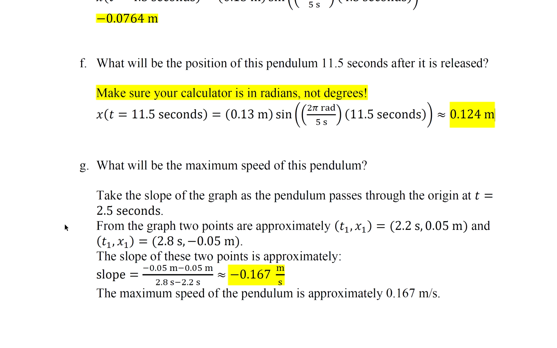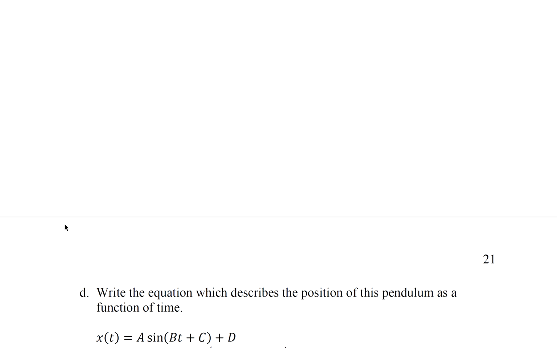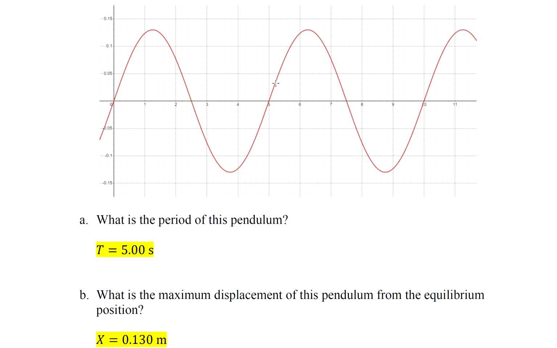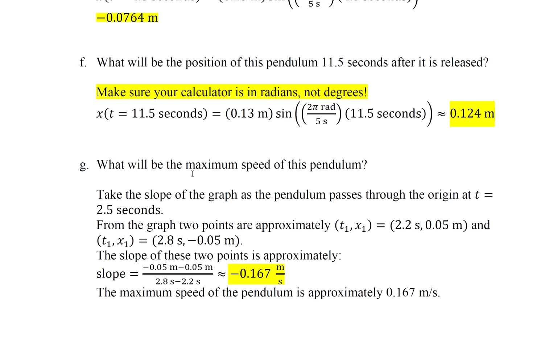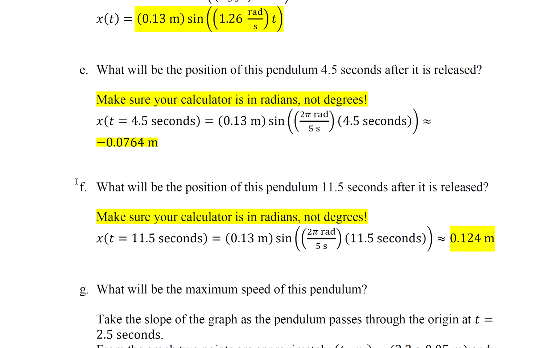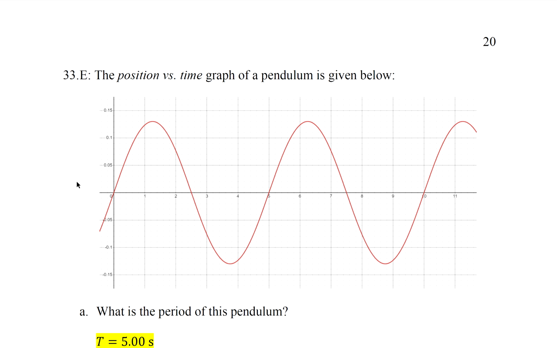Part G, what would be the maximum speed of this pendulum? So for the maximum speed, we need to find the slope at maximum. How do we find the slope? 2 points. Find 2 points, and take the slope of those 2 points. So this graph has units of x versus t. To take the slope, it's like we're finding v versus t.